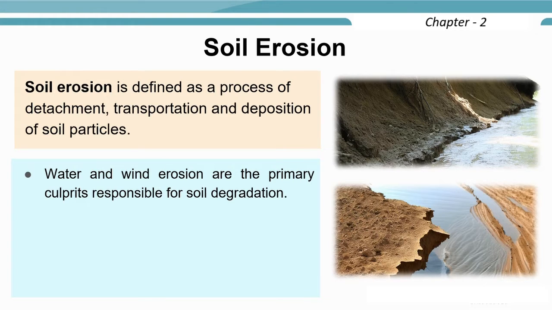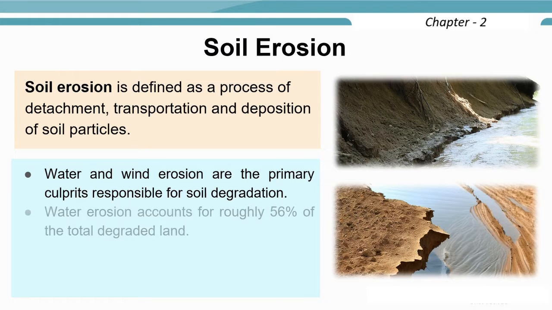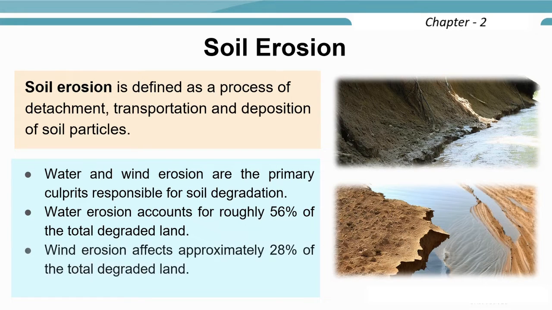In India, erosion by water is a significant cause of erosion. Water erosion accounts for roughly 56% of the total degraded land, whereas wind erosion affects approximately 28% of the total degraded land. We will be learning about various forms of water erosion in the subsequent chapter.